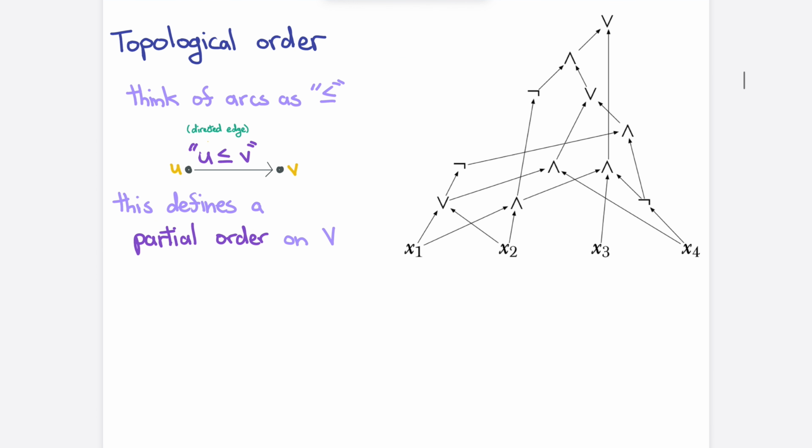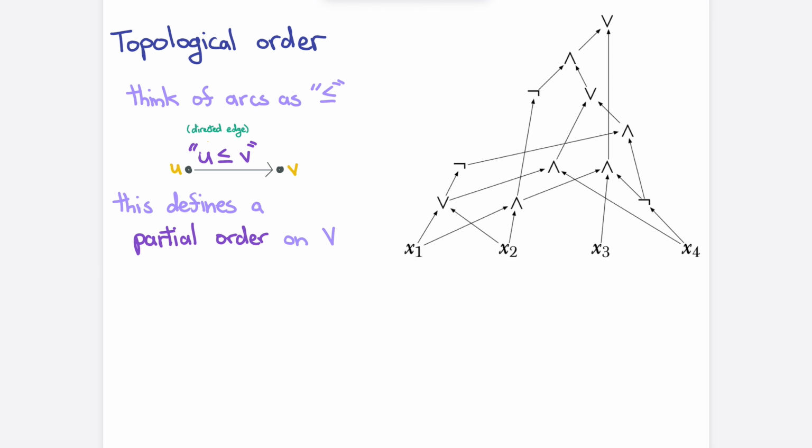Now, with that in mind, we can define a topological order. Okay, so I can think of these arrows as representing some kind of precedence, right? Oh, you need this input before you can evaluate that output. Okay, so if every arrow I interpret as a less than or equal, then you'll get what's called a partial order. There won't be any contradictions because there's no cycles, but some things are incomparable, right?